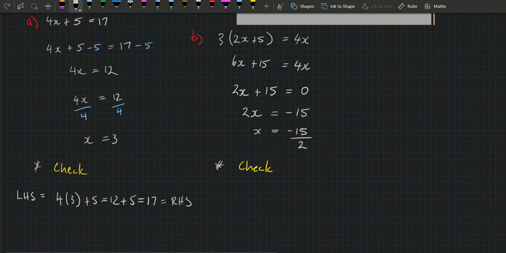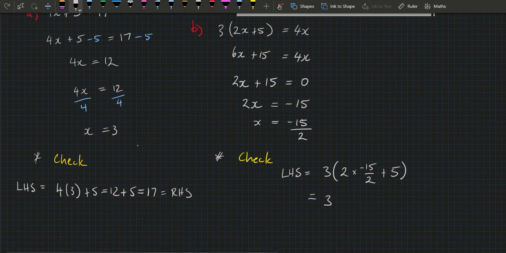So let's check, okay? My left-hand side is equal to 3 times 2 times x, so 2 times minus 15 on 2, plus 5, equals 3 times, inside the brackets, 2 times something divided by 2 just makes it itself, minus 15 plus 5 becomes minus 10, equals minus 30.